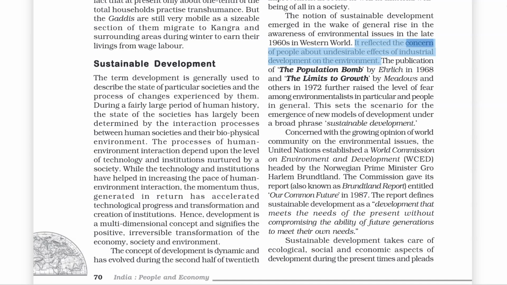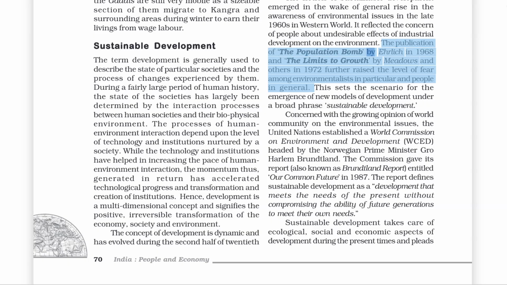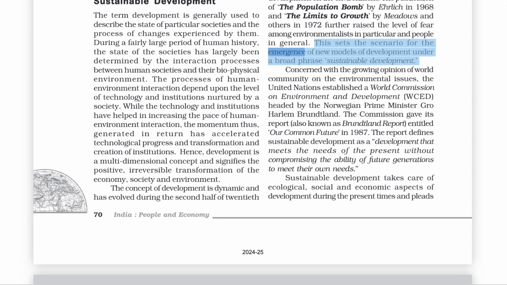It reflected the concern of people about undesirable effects of industrial development on the environment. The publication of The Population Bomb by Ehrlich in 1968 and The Limits to Growth by Meadows and others in 1972 further raised the level of fear among environmentalists in particular and people in general. This sets the scenario for the emergence of new models of development under a broad phrase, sustainable development.